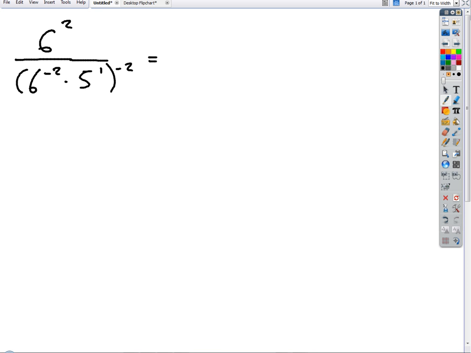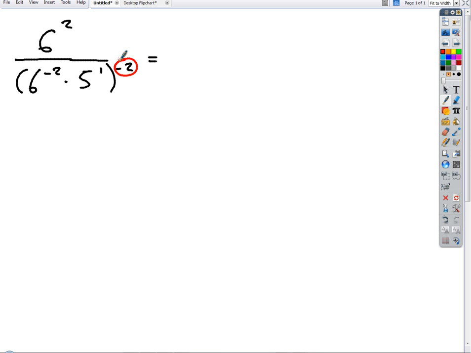You just review. What do we think about this? What's probably the first thing we want to deal with? Negative. Okay, I'm seeing this -2. So I'm taking this quantity in here to the -2. So what do I do? Move it up.